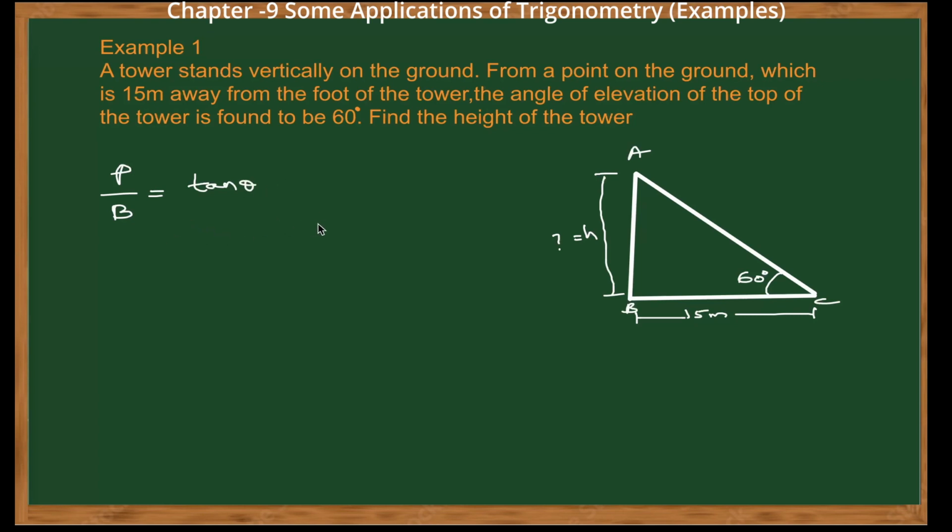So tan theta, with the 60 degree angle. Opposite to this 60 degree angle is the perpendicular AB, and the base is BC. We have a 60 degree angle given, so we can put tan 60 degree is equal to AB, which is the height H we need to find, divided by BC. BC is nothing but 15.